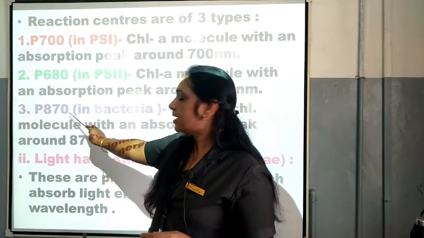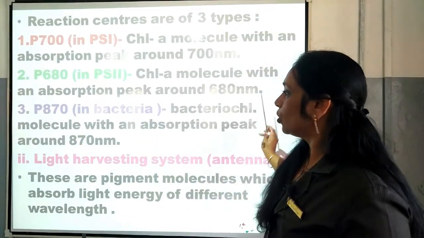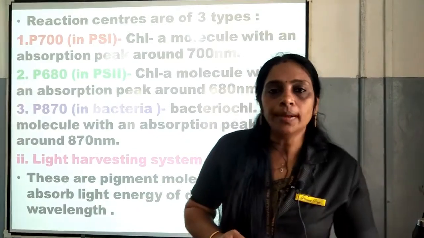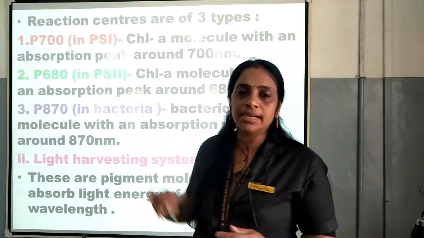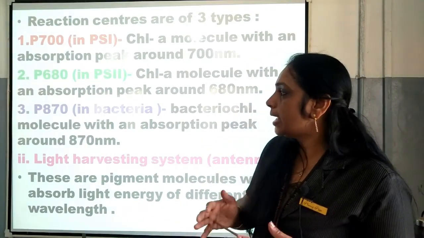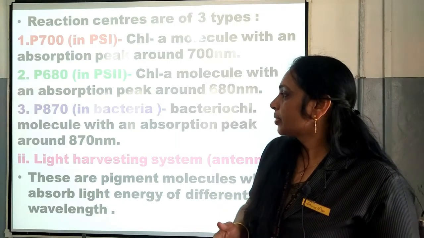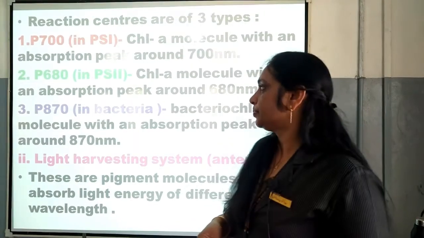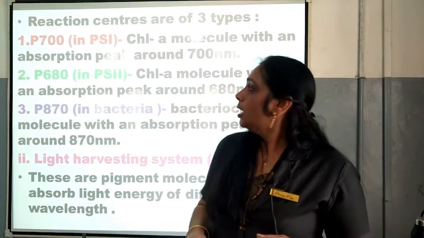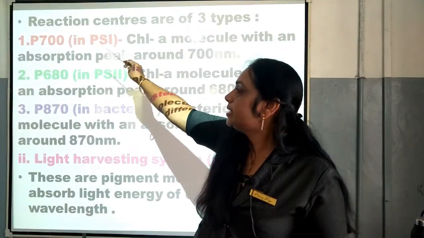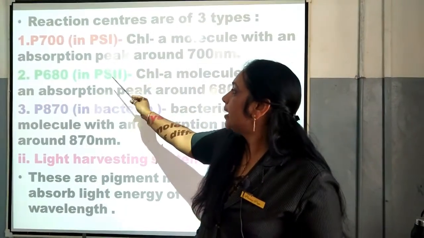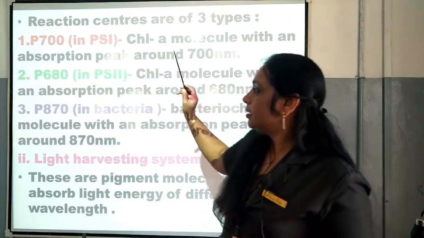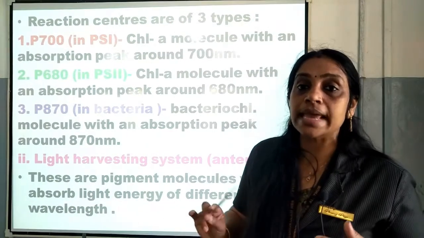Now the third one is P870, seen in bacteria, where the bacterial chlorophyll molecule has an absorption peak around 870 nanometer. So the chlorophyll present in bacteria is able to absorb light energy of 870 nanometer wavelength. That's why this reaction center is known as P870. So there are 3 types of reaction center: number 1, PS1, with absorption peak P700; number 2, PS2, photosystem 2, with absorption peak P680; and the third, P870, with absorption peak 870.